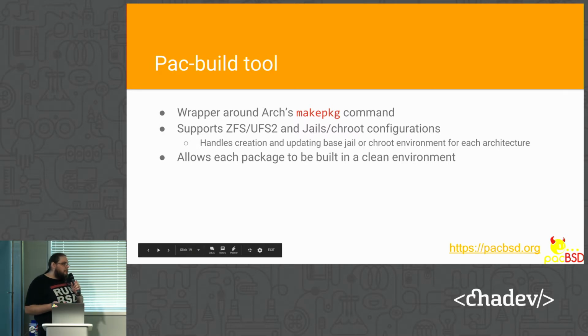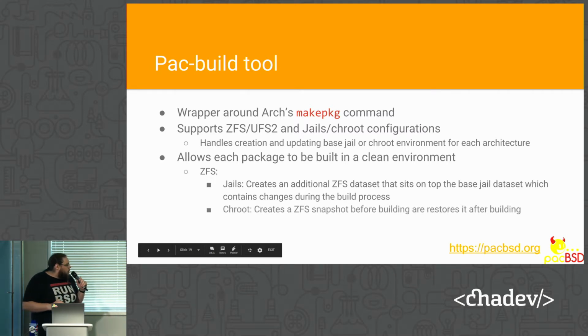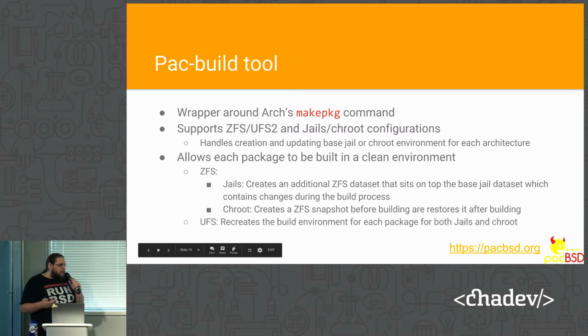So when we do a build, we build it in an environment that's effectively a clean install of our operating system. So for ZFS, if you're using jails, it creates a dataset for the base jail, but it also creates an additional dataset that sits on top of it that will contain the changes made during the build process. And for chroots, we just create a snapshot of everything, and then we restore it back to a clean state after building. And then for UFS, since it's a more traditional file system, we basically just have to recreate the environment.